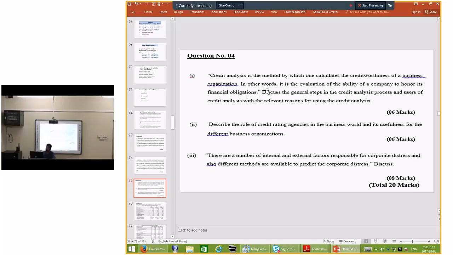Describe the role of credit rating agencies in the business world and its usefulness for different business organizations. Right, I think it is a very clear question. There are a number of internal and external factors responsible for corporate distress, and also different methods are available to predict corporate distress. Then you have to explain the different types of corporate distress models, right?